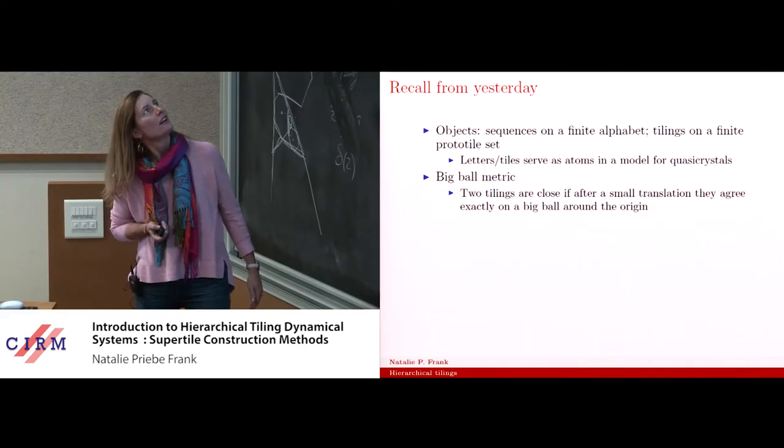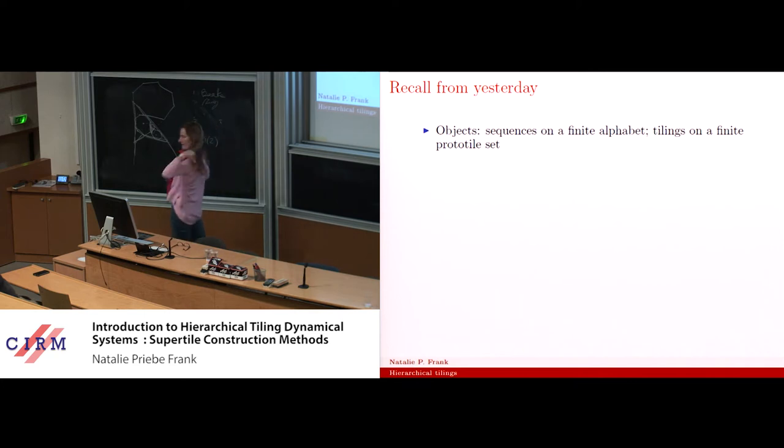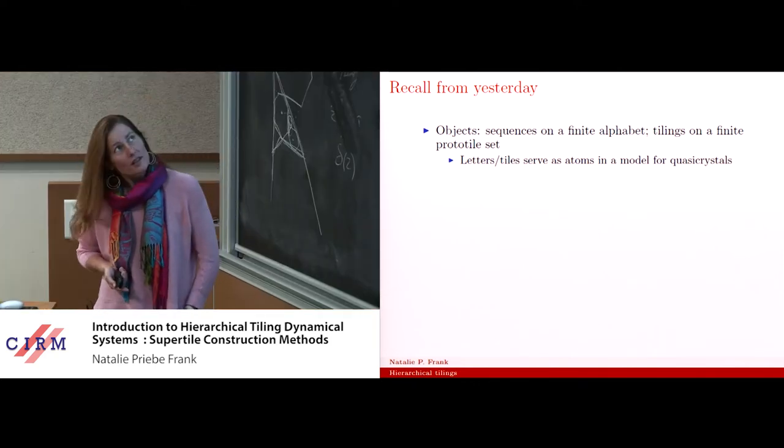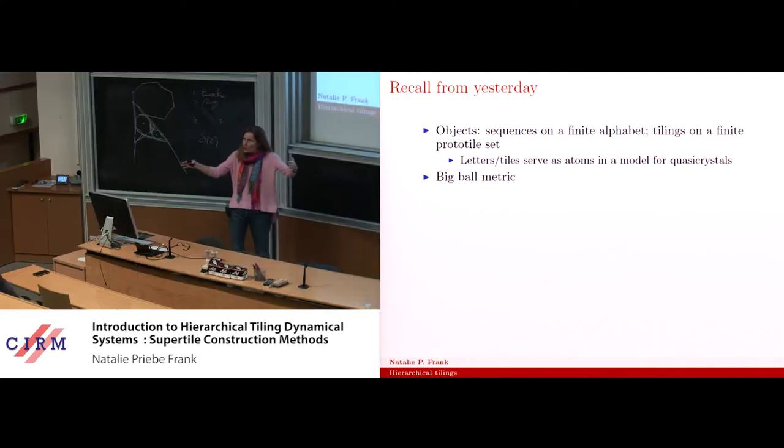Here we go. So let's recall from yesterday, the objects that we're dealing with are sequences on a finite alphabet, and tilings on a finite prototile set are the basic objects. And if you want to think of them as a quasicrystal model, then you can think of them as sort of the atoms. We had the big ball topology, right? Two objects were close if they agreed up to a small translation, maybe, on a large ball around the origin.